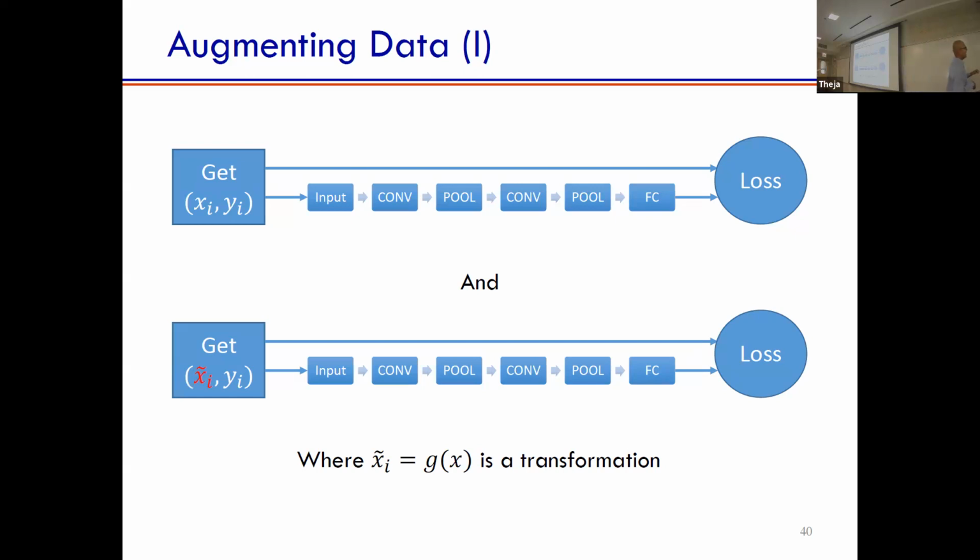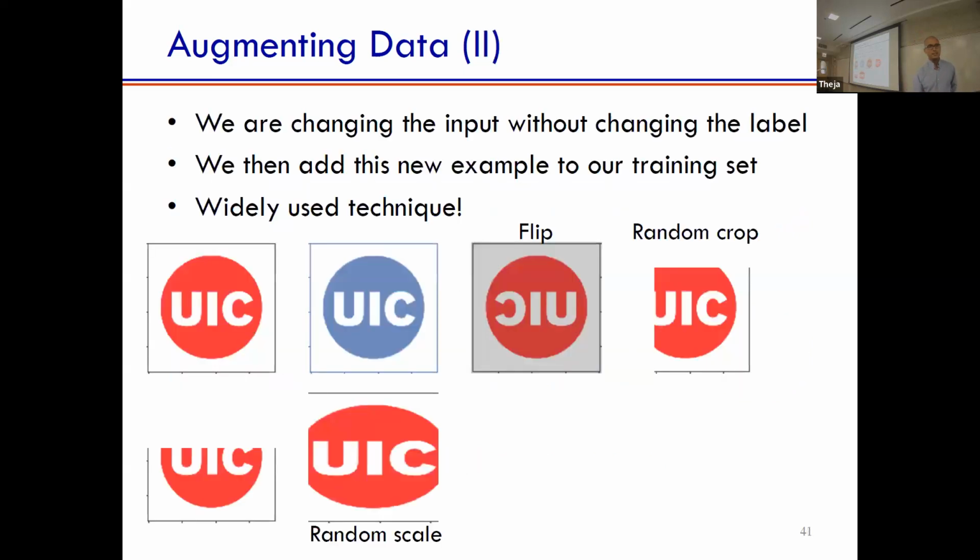For images, there's a very natural way to change x to some other image x tilde, and if you change it, maybe the label is the same, and therefore now you've got a new data point. So in addition to the original x_i, y_i pair, you have several new data points. So what are the transformations?